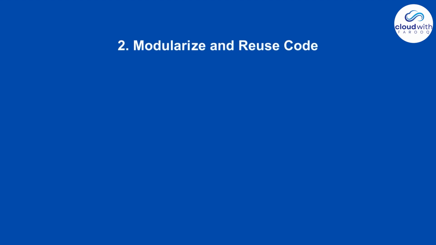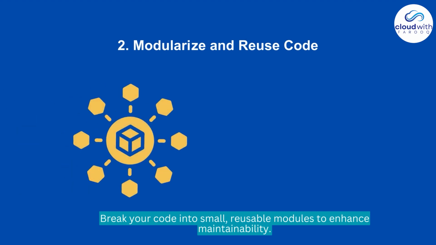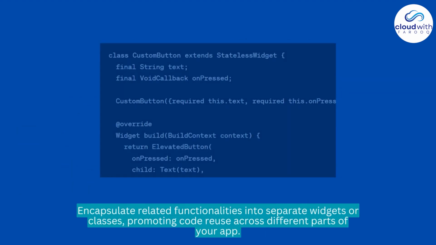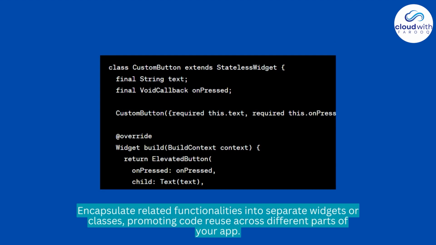Number 2. Modularize and reuse code. Break your code into small reusable modules to enhance maintainability. Encapsulate related functionalities into separate widgets or classes, promoting code reuse across different parts of your app.